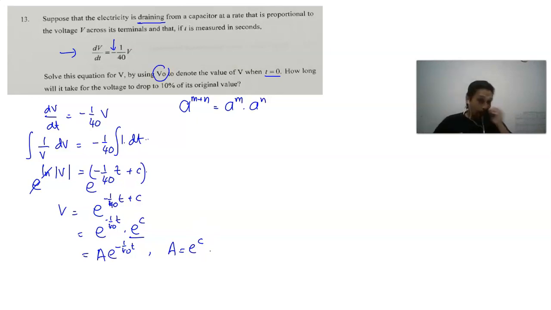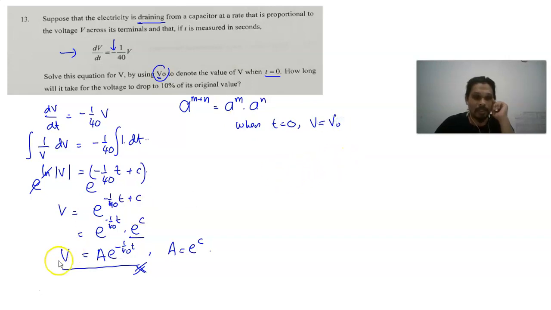Okay, then this is the equation of this voltage according to the question here. Now, solve the equation of v by using v naught. V naught means the earliest or initial voltage when t equals 0, meaning the beginning of the experiment. So when t equals 0, v equals v naught.